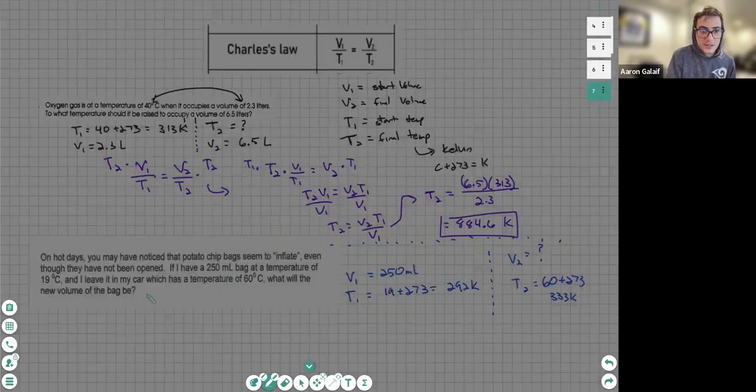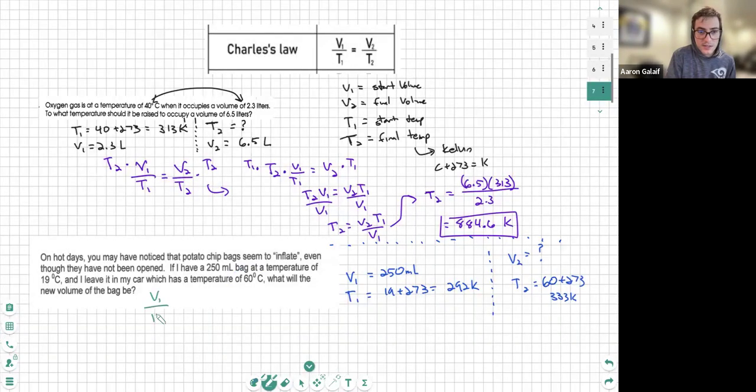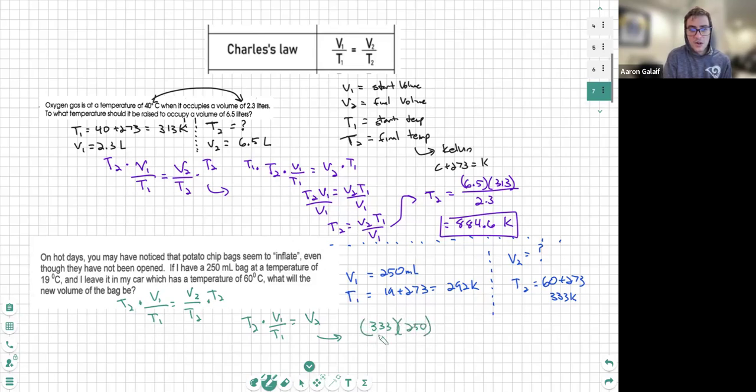And then now let's fix up our equation. So let's do it in a different color so we can see V1 over T1 equals V2 over T2. What I want is V2 by itself. So all I need to do is multiply the T2 to the other side. I get T2 times V1 over T1 equals V2. And now we plug and chug. T2 is 333, V1 is 250, all over 292.